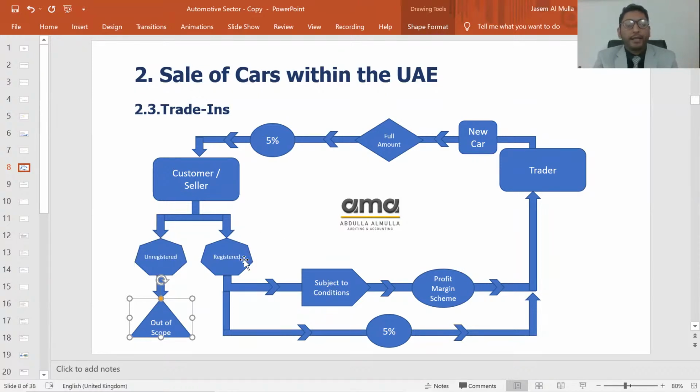But if that customer or the seller is registered in VAT, there would be two possibilities. That customer or the seller can charge the 5% VAT to the trader, or he might opt to charge the VAT under the profit margin scheme. But there are some conditions that need to be fulfilled to apply the VAT under the profit margin scheme. So what are the conditions that need to be fulfilled to charge the VAT under the profit margin scheme? We will see it later.